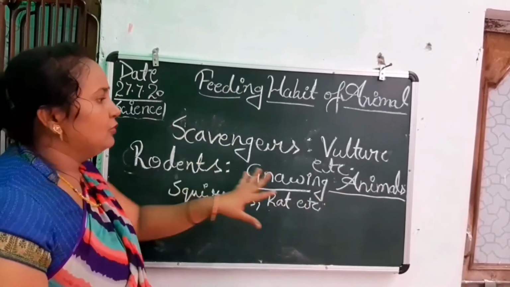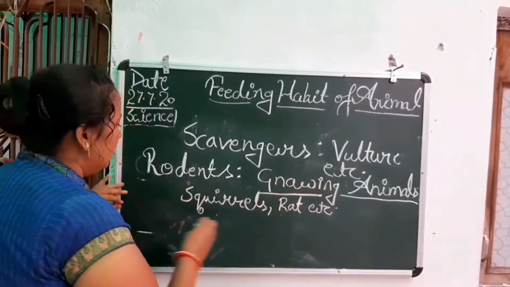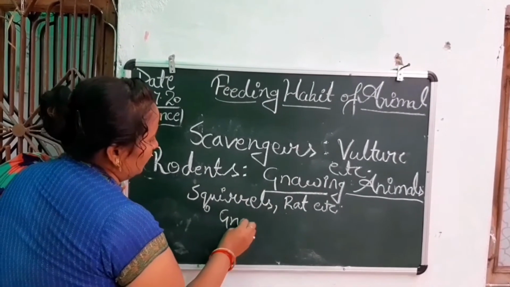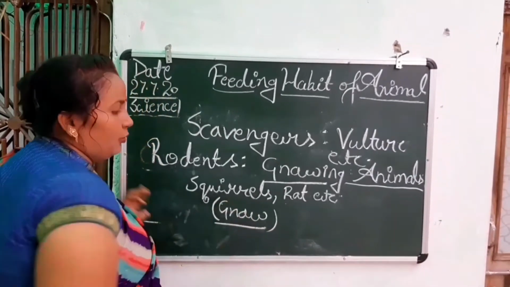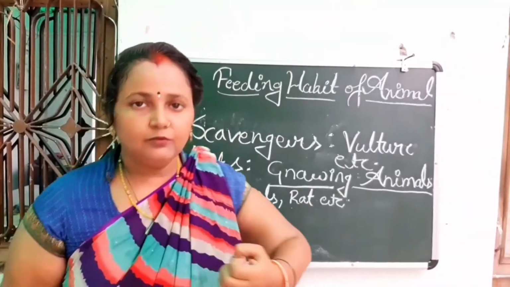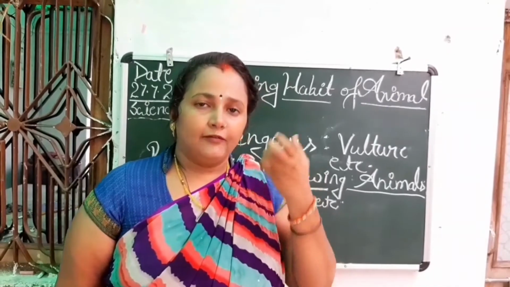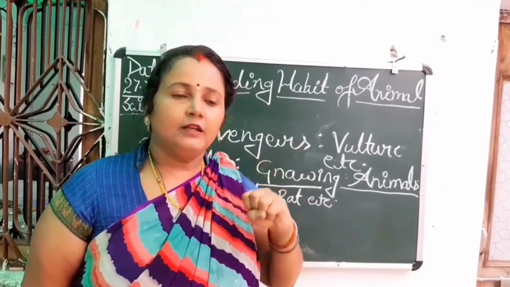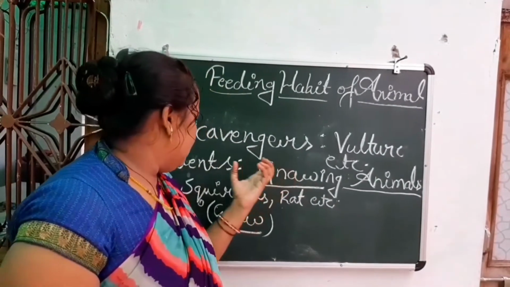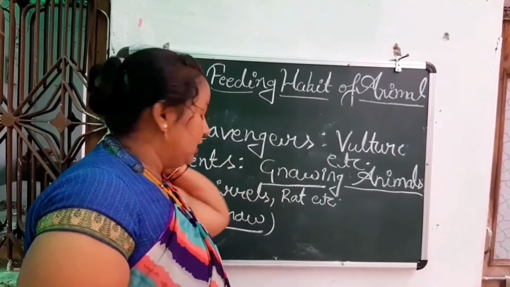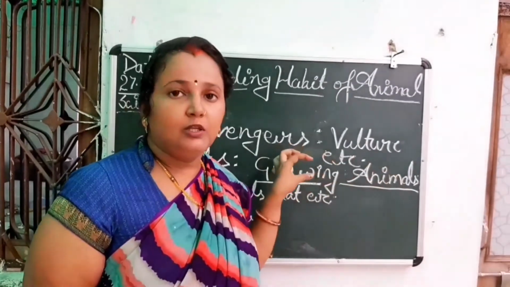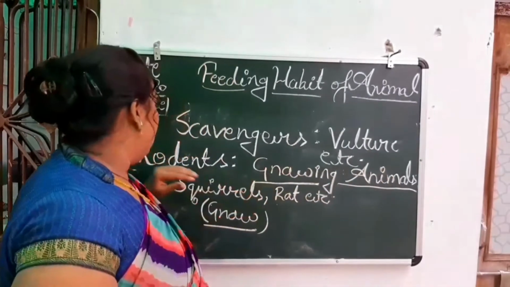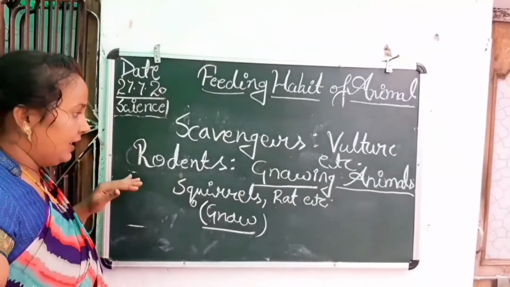So rodents are who? Gnawing animals, meaning they gnaw their food. We cut the food, we tear the food, and after that we chew the food, right? And these animals, the squirrel and rat, what are they doing? They gnaw the food. So they are called the gnawing animals. All the gnawing animals are called the rodents, right?